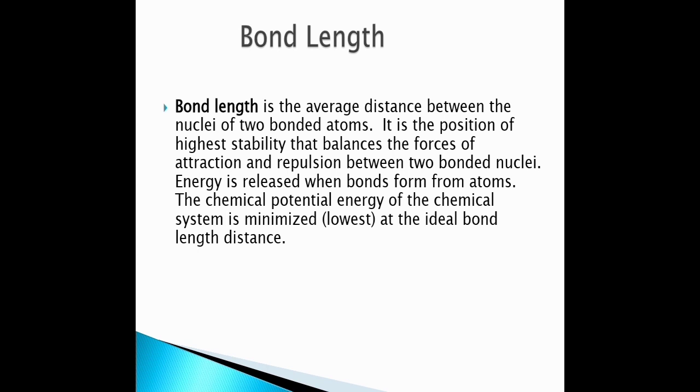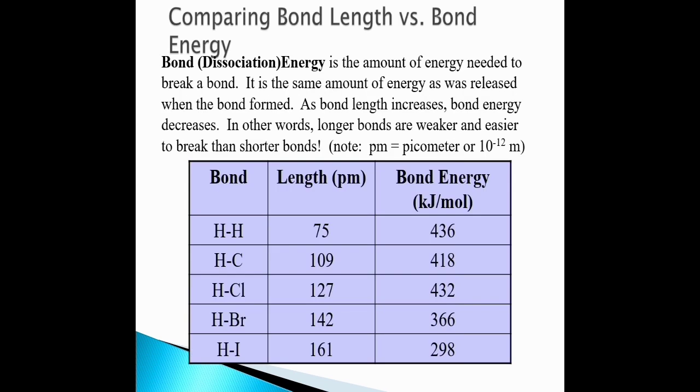Energy is released when bonds form from atoms. The chemical potential energy of the chemical system is minimized at the ideal bond length distance. Comparing bond length versus bond energy. Bond dissociation energy is the amount of energy needed to break a bond. It is the same amount of energy as was released when the bond formed. As bond length increases, bond energy decreases. In other words, longer bonds are weaker and easier to break than shorter bonds.